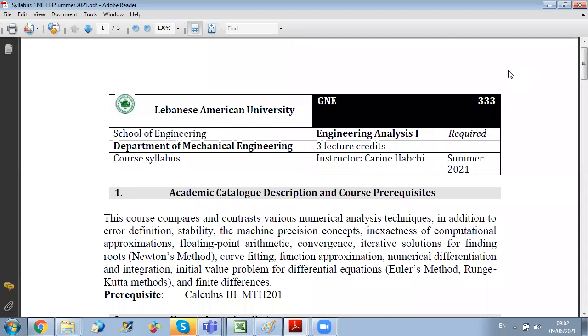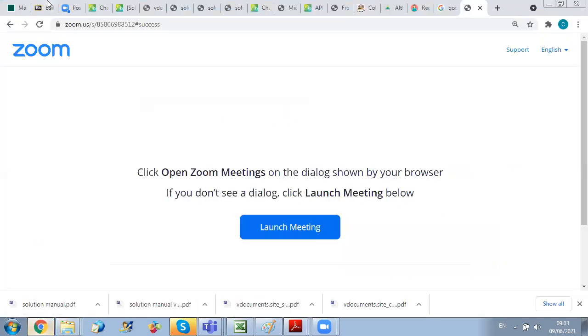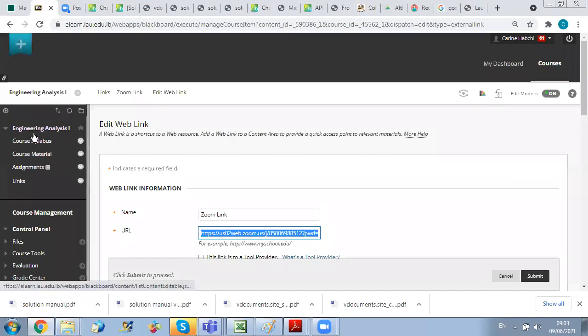It's an easy course, but you should follow up because you have several numerical methods that you will learn, and you should know how to use them on your own. You need to do a lot of practice, but as it's not a difficult course, it just needs some practice.